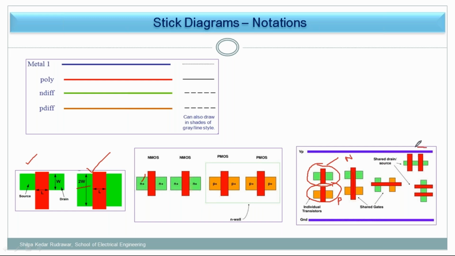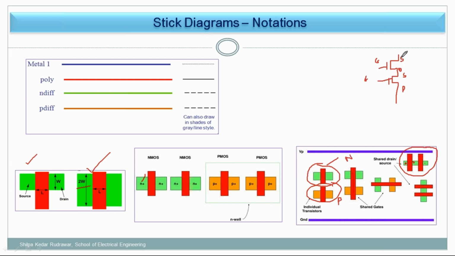Okay, and this is the concept of shared drain and source. Suppose this is N material, this is also N material, and this is also N material, meaning these two transistors are in series. I'm not able to draw it properly. So suppose this is a source, this is a drain, this is again a source because this is an N type transistor, and this is a drain. So this is my gate 1, and this is my gate 2.